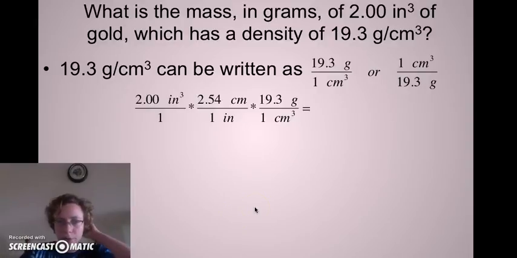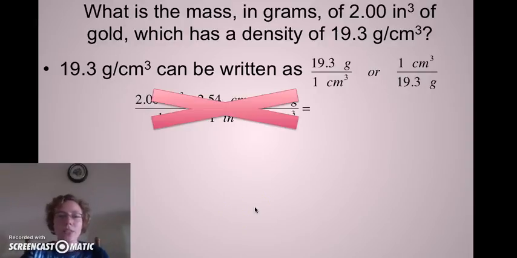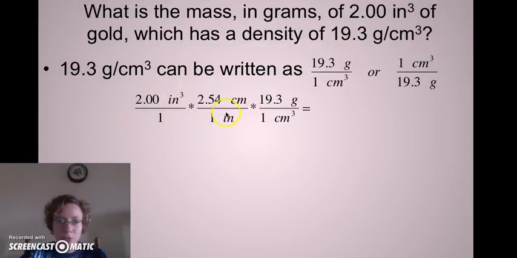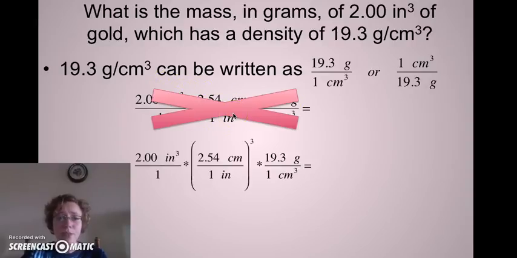Gosh, we were down here, weren't we? Okay, so what is the mass in grams? Density. So density can be used as a conversion factor. We said that you can't just do this because the inch is cubed and the inches don't cancel. So then we have to cube this whole center part.